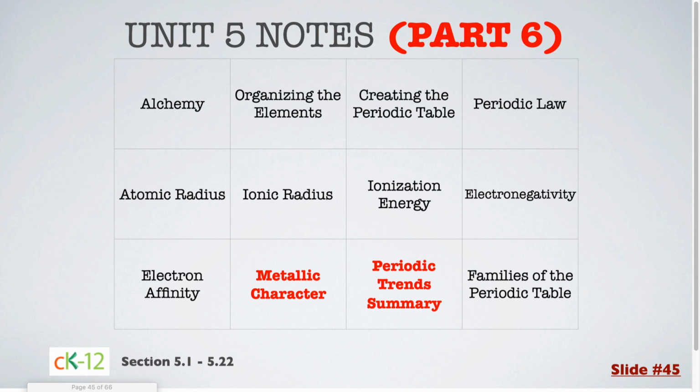That concludes Unit 5 Notes Video Part 5. When we come back for Part 6, we'll be looking at metallic character as a trend and the periodic trend summary as a whole.